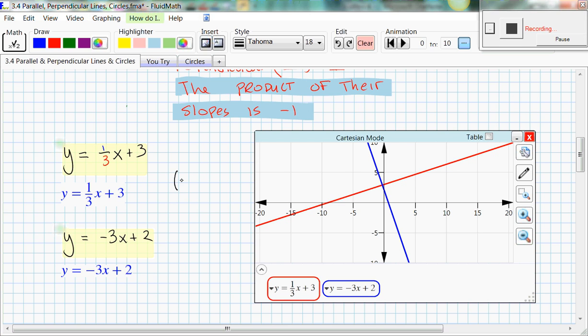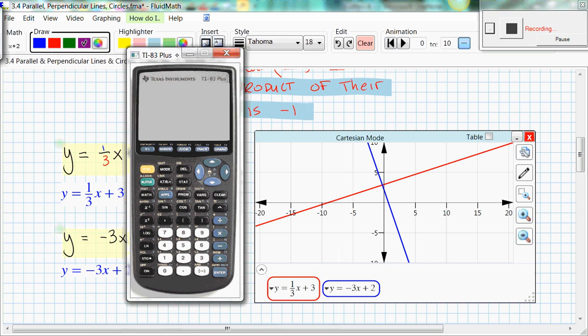So if I take 1/3, in fact, I don't want to use this one. I want to use purple. So 1/3, if I multiply that by -3, notice I do get an answer of -1. And that will happen every time for you if they are indeed perpendicular. Okay, bring up your calculator.